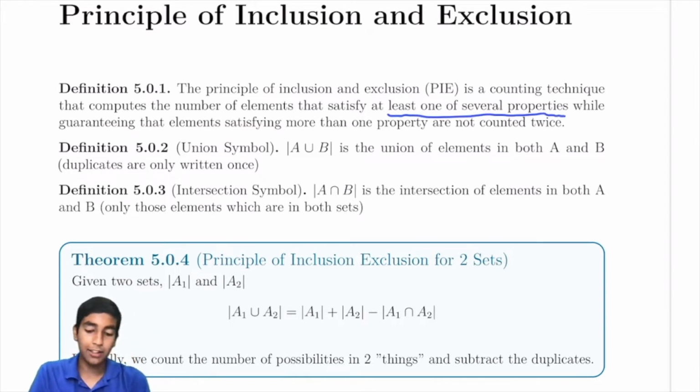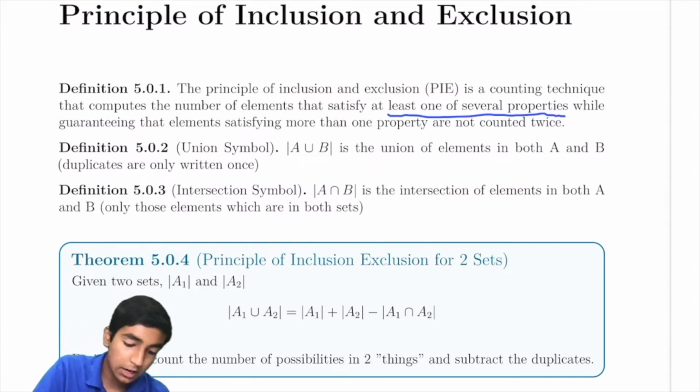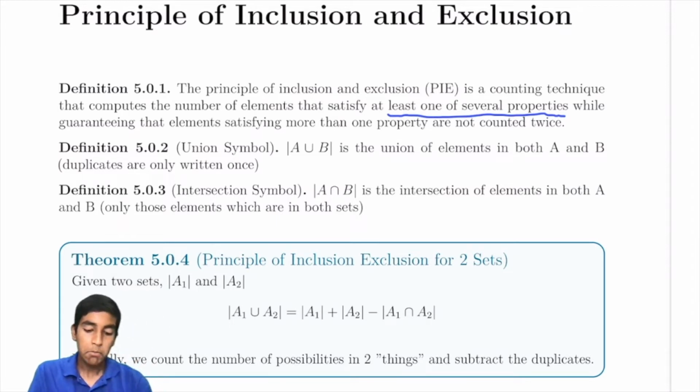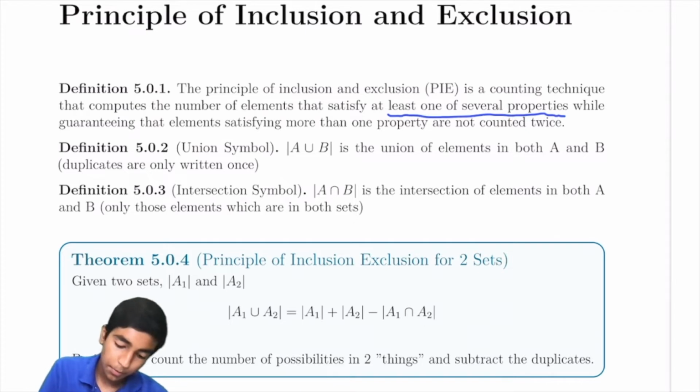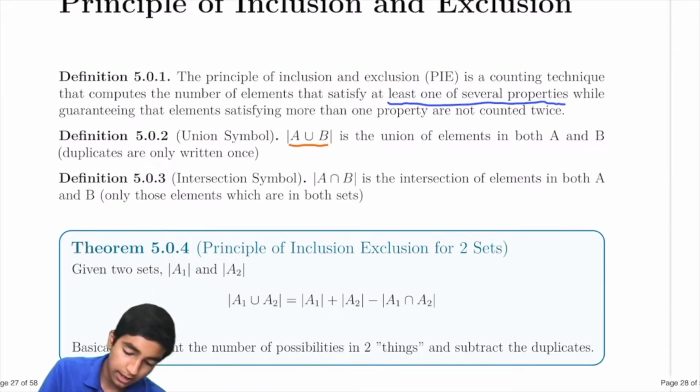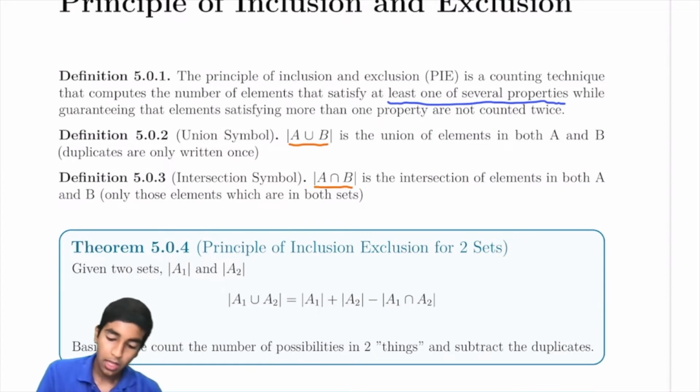guaranteeing that elements that satisfy more than one property don't count twice. And it'll make more sense once I explain it more. But essentially, the union symbol, A union B, is a union of elements, and the intersection symbol looks like a backwards U, and it is the intersection of elements in two sets.